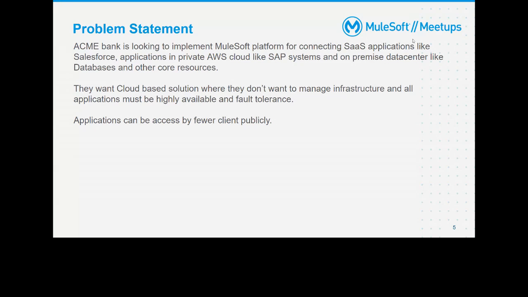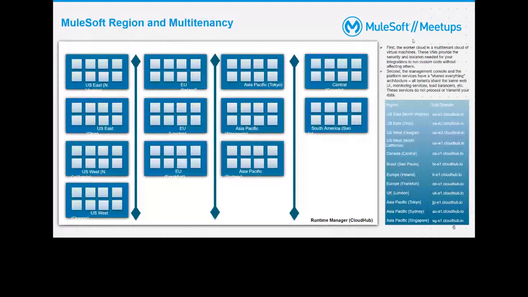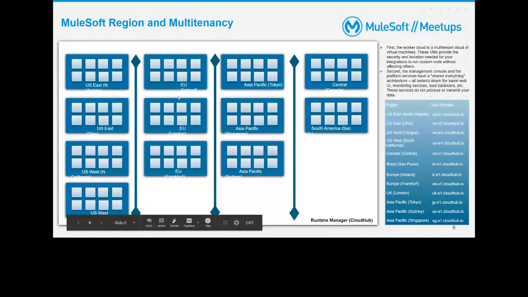Can I go to the next slide? So first, let's try to understand why MuleSoft is known as multi-tenant. Currently MuleSoft exists in 12 AWS regions. In the US it's North Virginia, Ohio, US West California, and US West Oregon. It has 3 data centers in the EU, 3 in Asia Pacific, 1 in Central Canada, and 1 in South America, Sao Paulo.